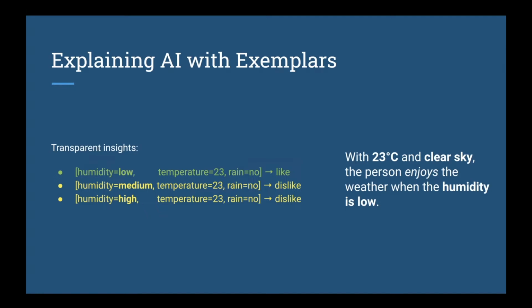So just to give you a more precise example of how it works, here to the left, you can see a few examples, exemplars, basically a sort of transparent insights into a machine learning model, which tell you the humidity, the temperature, and rain, whether it's raining or not, as features, and then the black box decision whether a person likes the weather or dislikes the weather.